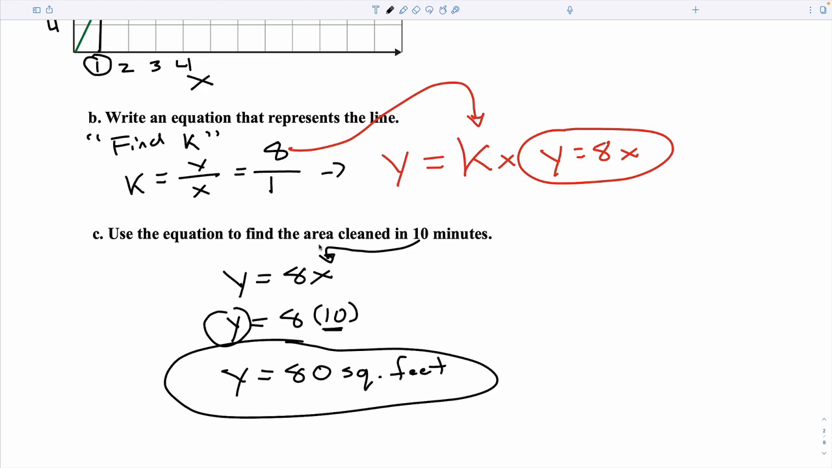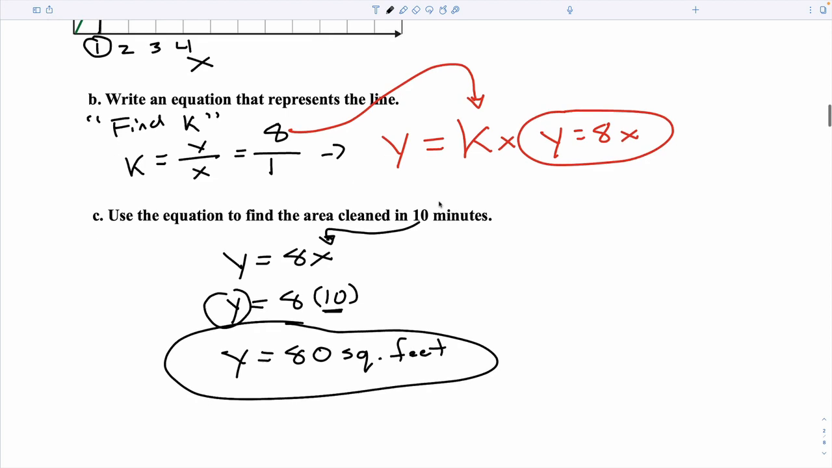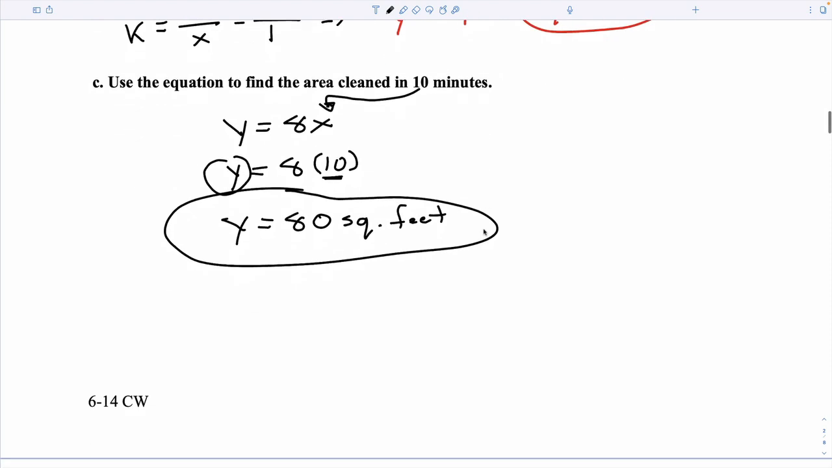Raise your hand if you have questions. Make sure board to paper is complete. Next page.